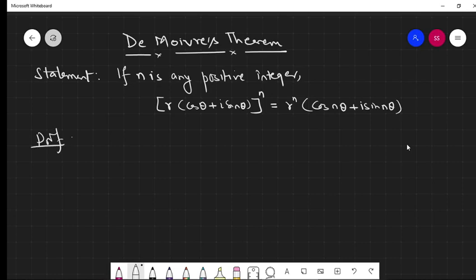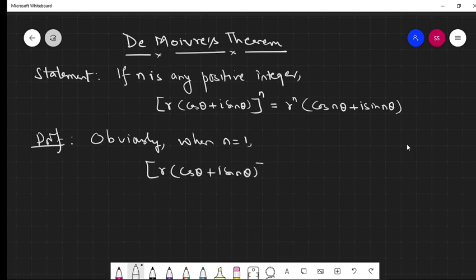Now we have to prove it. Firstly, obviously when n equals 1, you can put 1 here, that is (r(cos theta + i sin theta))^1 equals r^1 (cos 1 theta + i sin 1 theta). That is obvious.